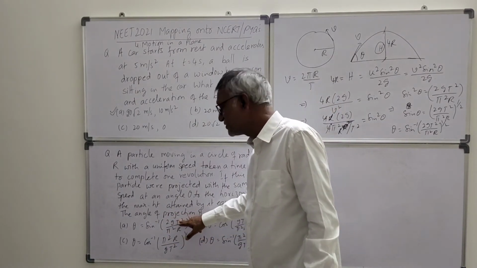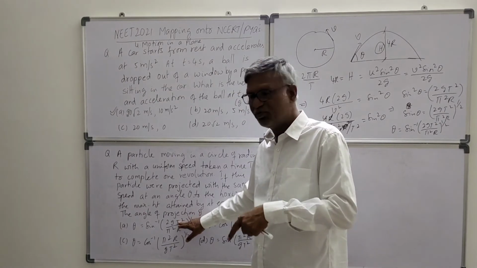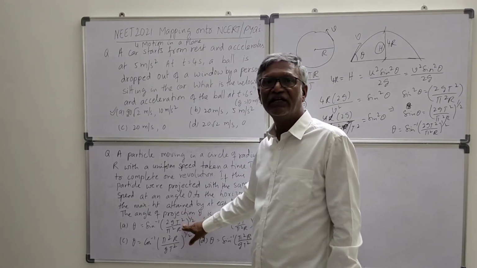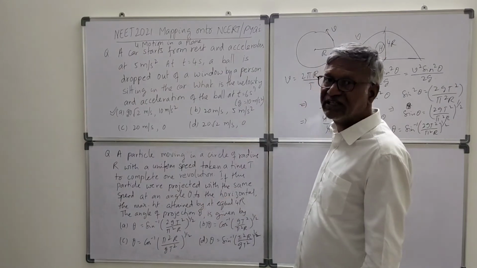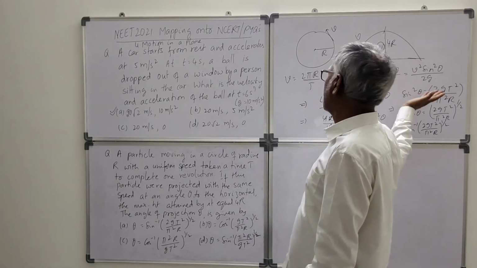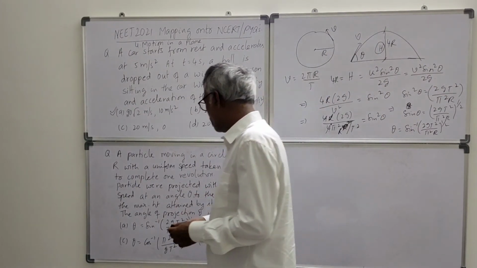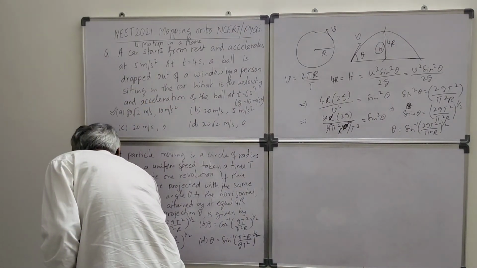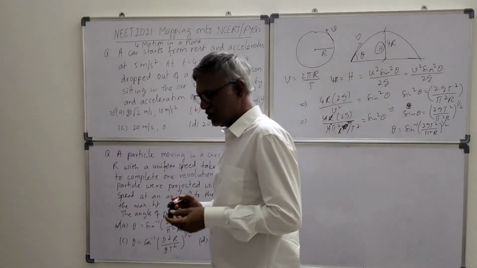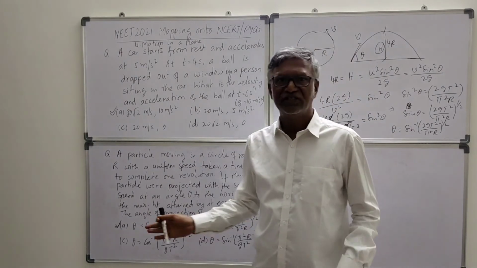But here the displacement is half gt square, so you can select directly without doing this calculation also. By doing this calculation also you can select. So the option is option A. For this also, option A. So this is the way.